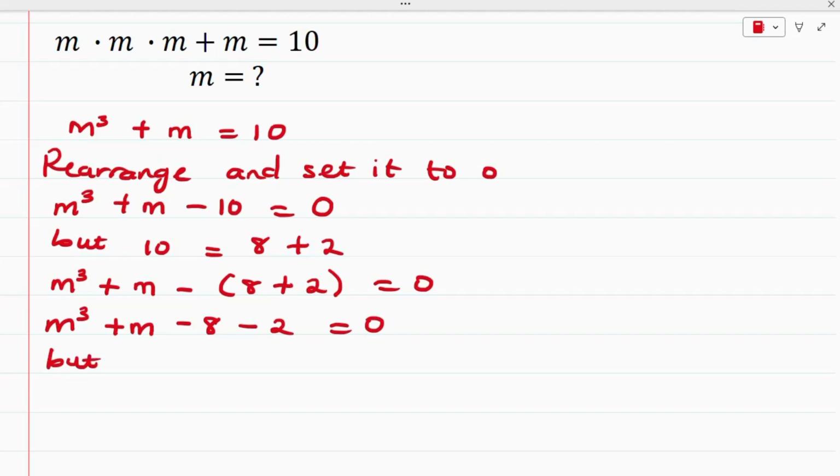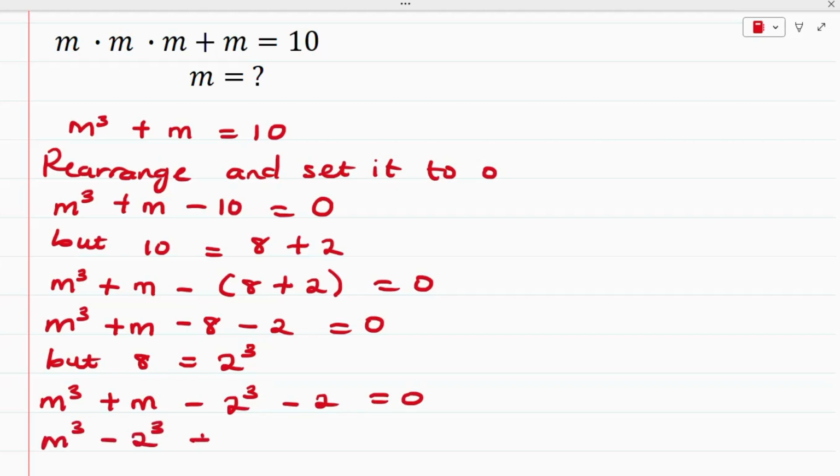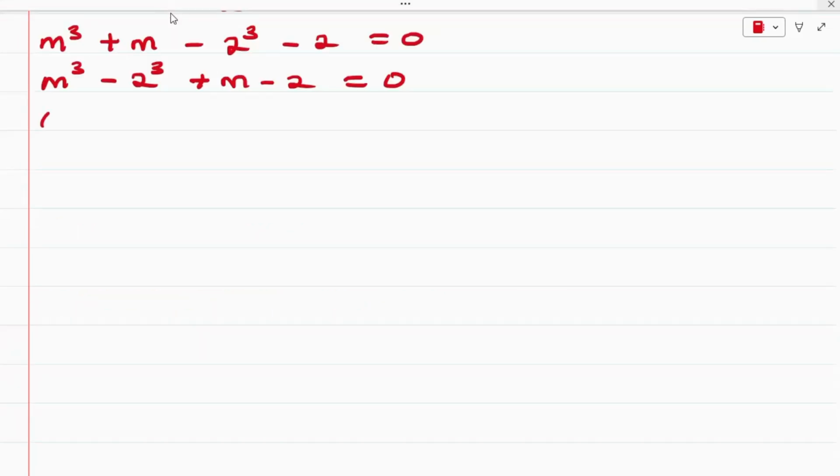But we can easily express 8 in terms of 2, which can be written as 2 raised to the power of 3. So right here we have m cubed plus m minus 2 raised to the power of 3 minus 2 is equal to 0. So arranging this, we have m cubed minus 2 raised to the power of 3 plus m minus 2 is equal to 0. At this point, we want to simply apply the difference of cubes formula.